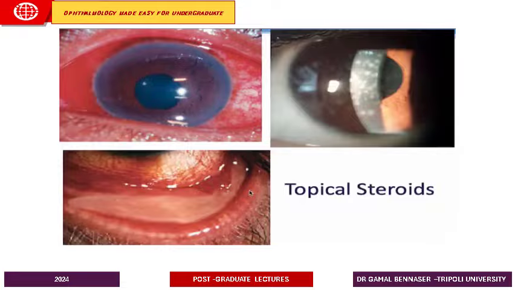As I said in the previous slide, these are the known indications for the use of steroids: the presence of severe subepithelial infiltrate involving the visual axis with marked diminution of visual acuity, or severe symptoms with marked foreign body sensation, or the presence of pseudomembranes or membrane formation. So in these situations, we can use steroids.